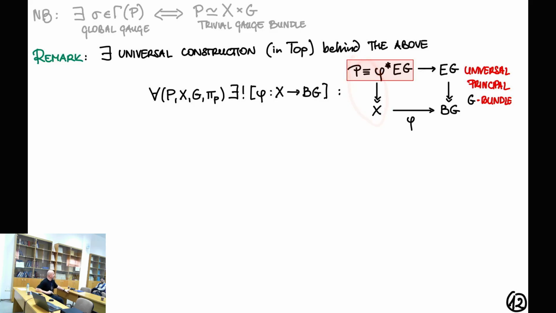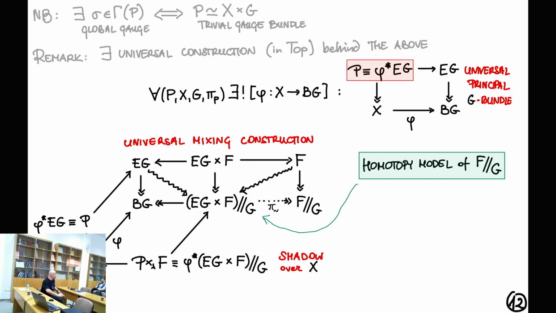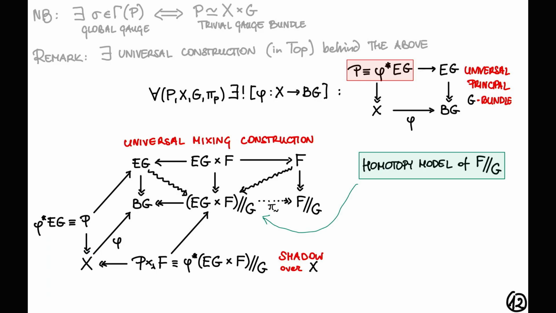Your bundle that you have constructed is the pullback of that bundle from the classifying space. So there is one bundle to rule them all, up to homotopy, by up to homotopy unique maps, mapping X to BG. All right? And now you can play along. And if you have a universal principal bundle, you can construct a universal associated bundle.